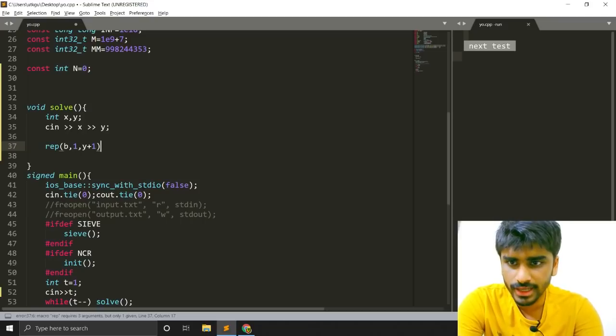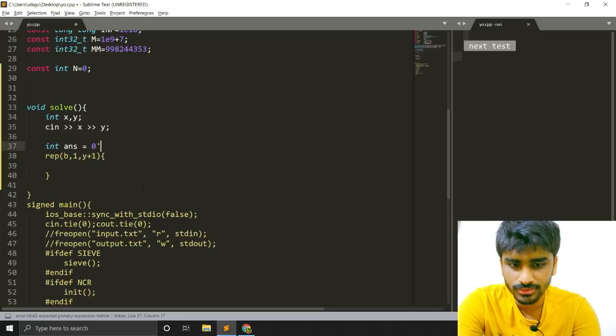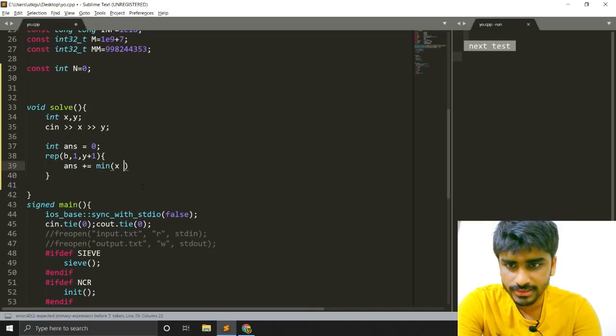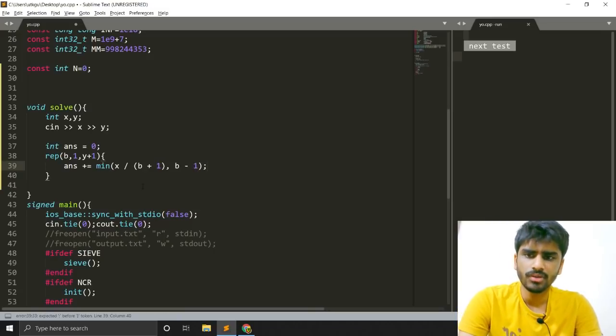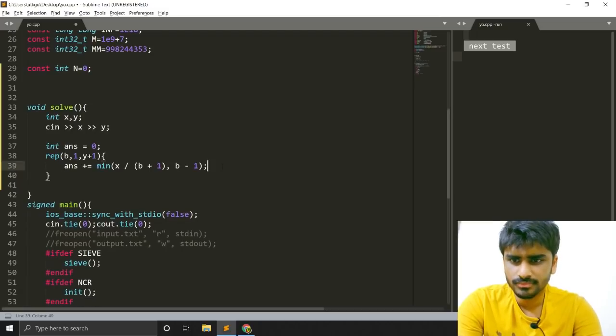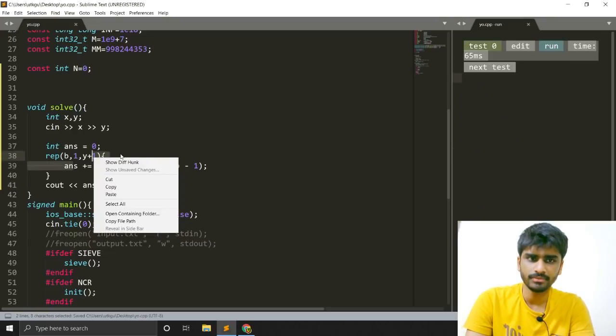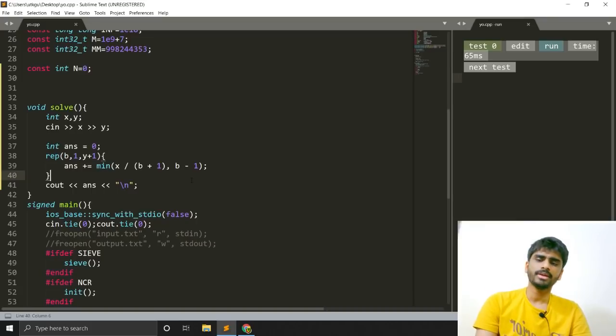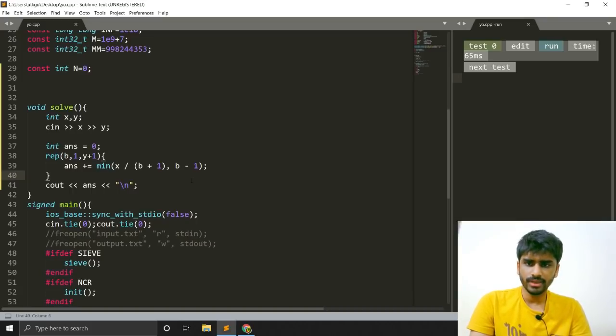b starts from 1, goes up till y. Let's say our answer is initially 0, and we want to add to our answer minimum of x by b plus 1, comma, b minus 1. This thing we want to add to our answer, and that's it, I think. So this answer will give us TLE, but let me see if it is correct. This will go till 10 to the power 9, but let's see. Okay, yeah, so it is correct. Now we just have to optimize this thing to run in a way that it does not give us TLE, right?